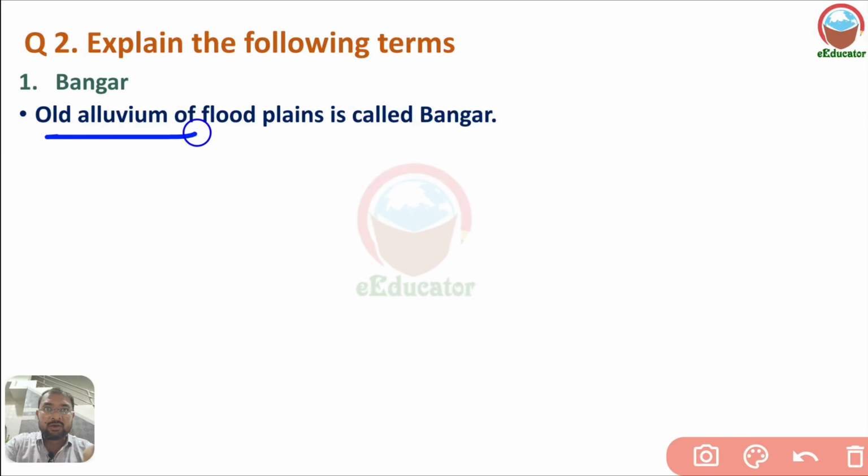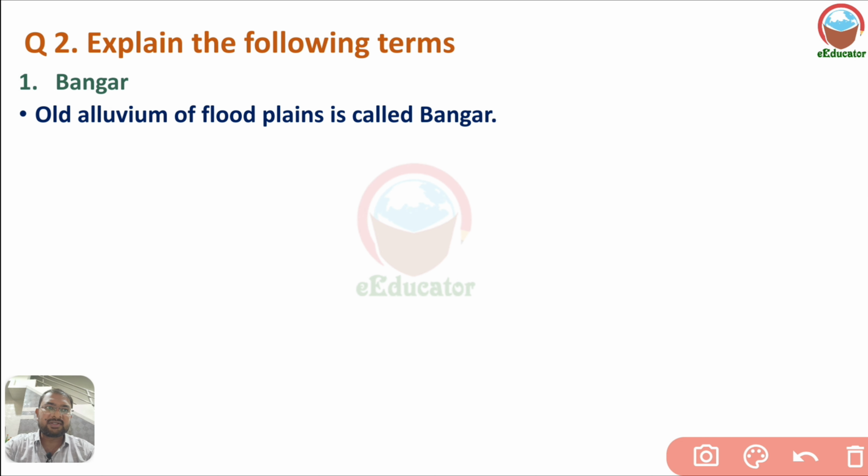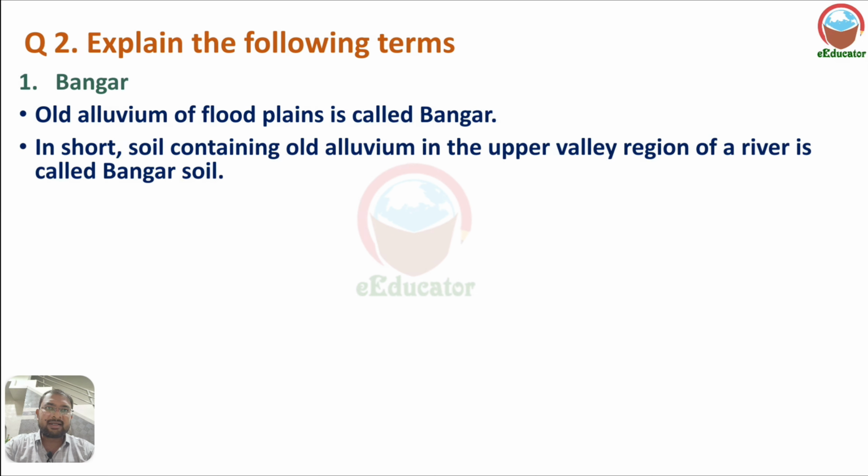So all alluvium, all particles, all soil which was formed in the northern plain of India is known as Bhangar. All alluvium, deposition of particles and the soil which is formed, the older one, is Bhangar here. So in short, soil containing alluvium in the upper valley regions of a river is considered Bhangar soil.